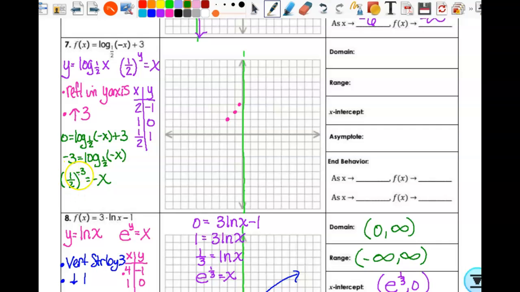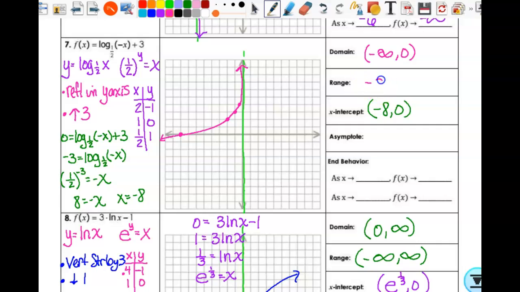So 1/2 with that negative power makes it a 2. 2 cubed is 8. So I get 8 equals negative x. So x equals -8. So I have -8, 0. So now I can plot that point here at -8. And I can sketch in my curve. My domain starts at negative infinity and it goes to 0.